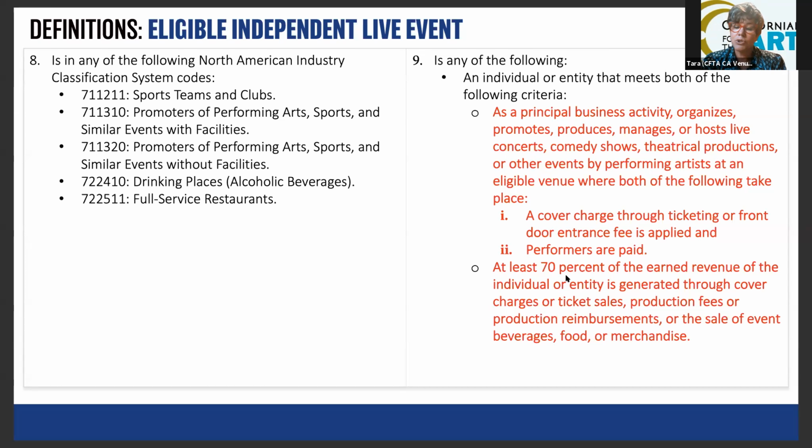They also want to make sure that a principal business activity is organizing, promoting, producing, and hosting events, those kinds of things. You are charging ticketing fees or door fees, the performers are paid, and at least 70% of the earned revenue is generated through these sales. It goes on to define those and determine those for you.